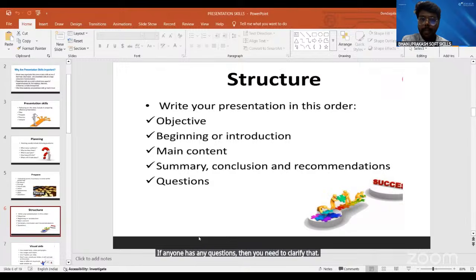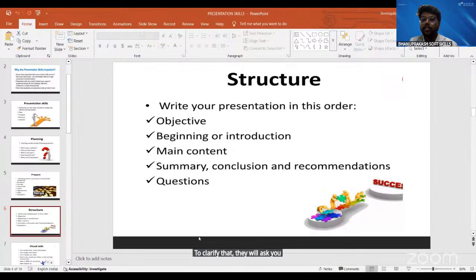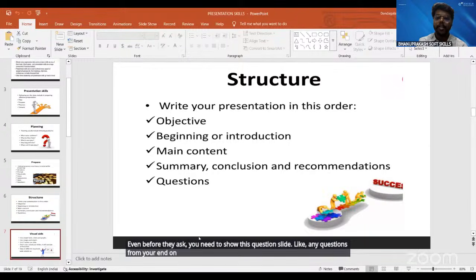But be ready to answer each and everything. If you can't explain what you told until now, then it is not at all good. But you should definitely ask these questions at last, as everyone has some kind of doubts. To clarify that, they will ask you. Even before they ask, you need to show this question slide, like any questions from your end. So this is all about structure.